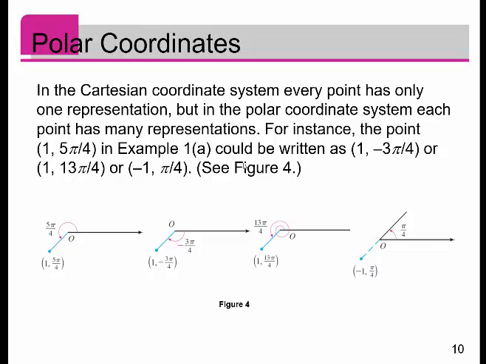In the Cartesian coordinate system, every point has only one representation, but in the polar coordinate system, each point has many representations, and actually there's an infinite number of ways you could represent things. For instance, the point (1, 5 pi over 4) can be represented with a negative angle, (1, negative 3 pi over 4). This one over here, (1, negative 3 pi over 4), could be (1, 13 pi over 4), or (negative 1, pi over 4). They all get you to the same place. So there are multiple ways you can represent a point in the polar coordinate system.